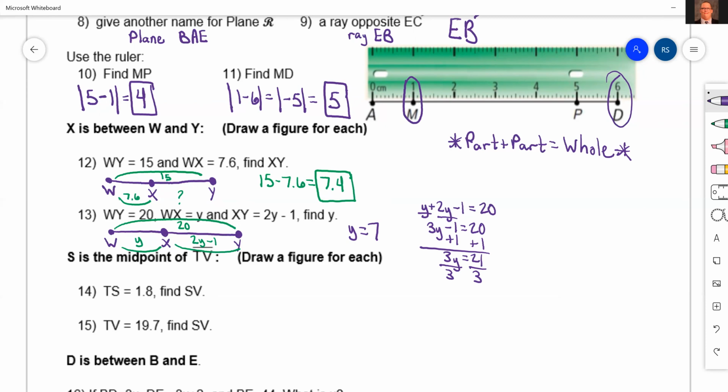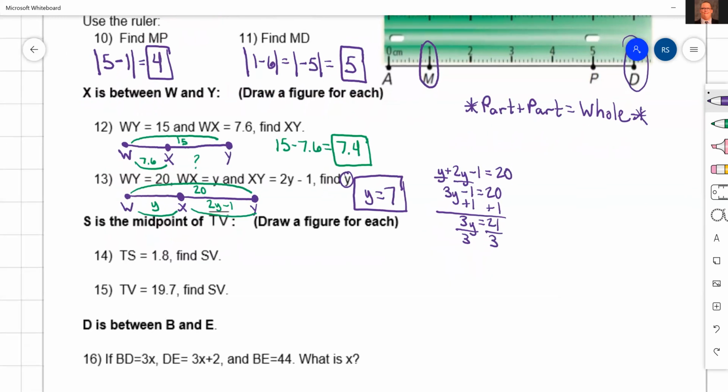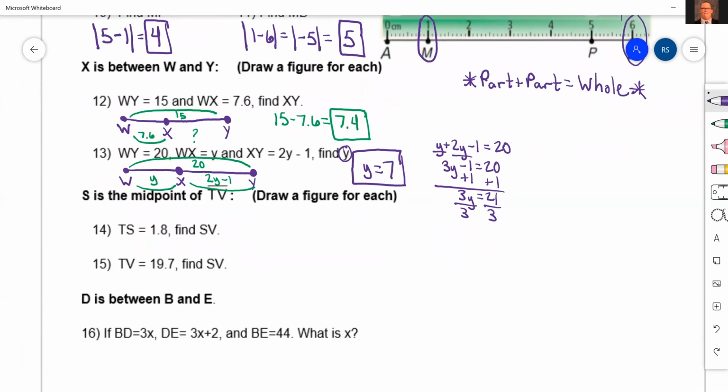Now, is that all they're asking you to find? Yes, it says find y. So you're done. If they ask you to find WX, well, it'd still be done, just WX is y, so it'd still be 7. They ask you to find XY, you plug in, and so on.